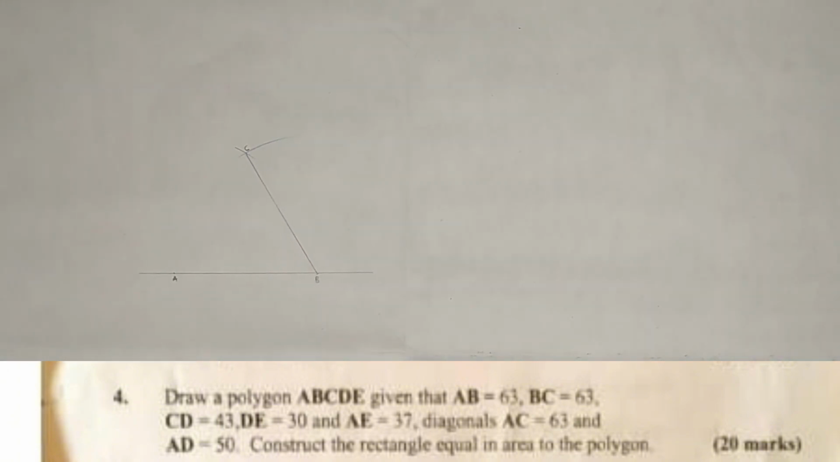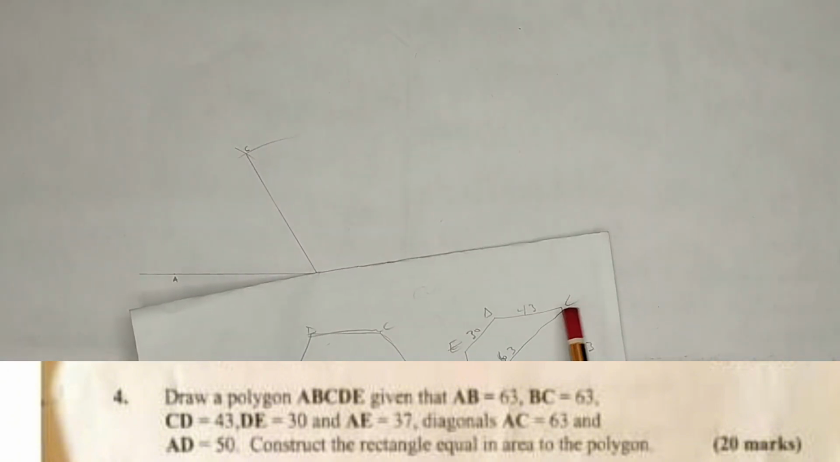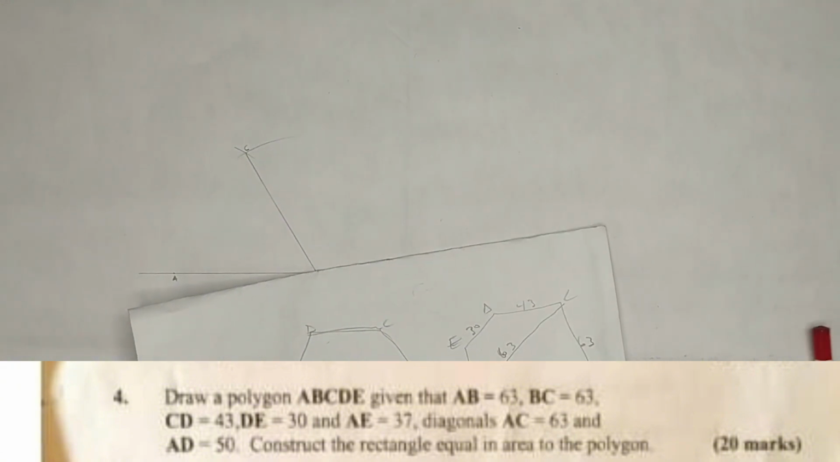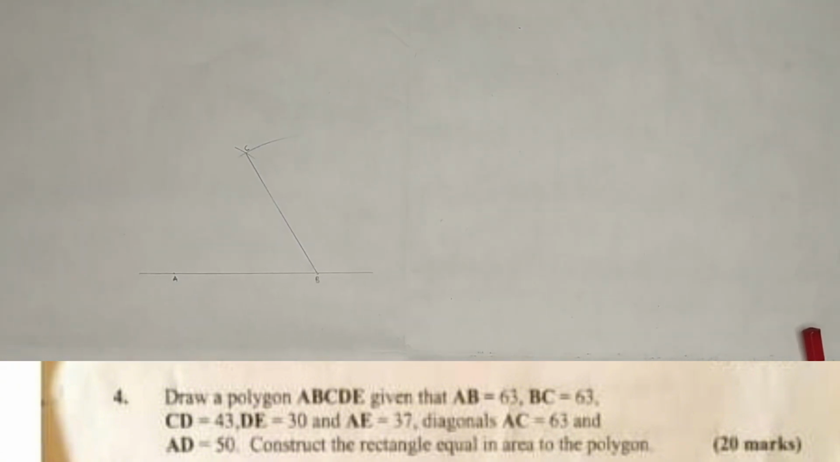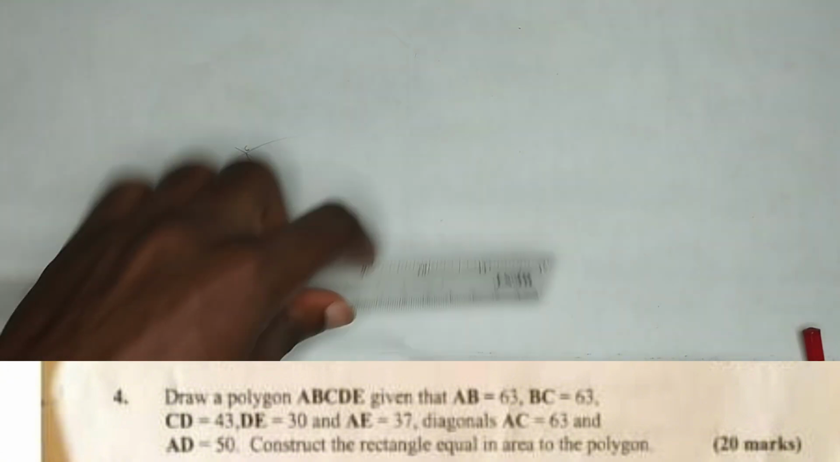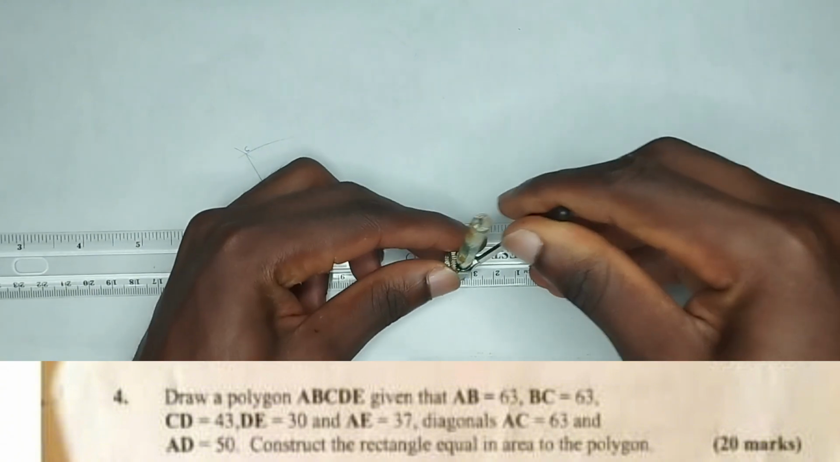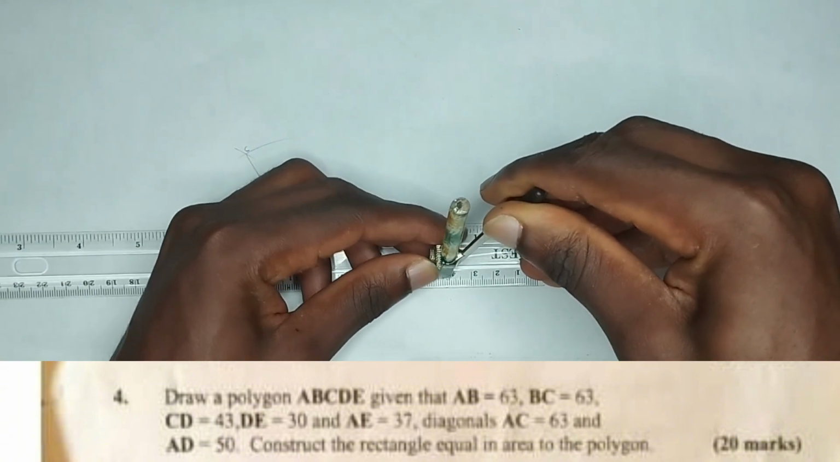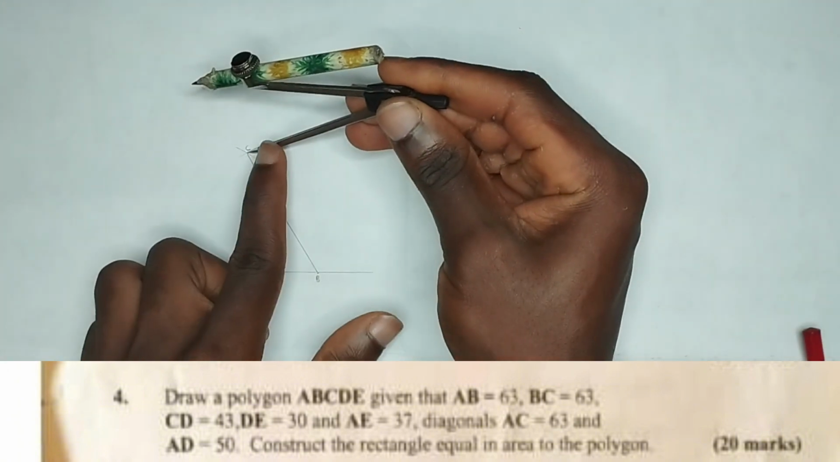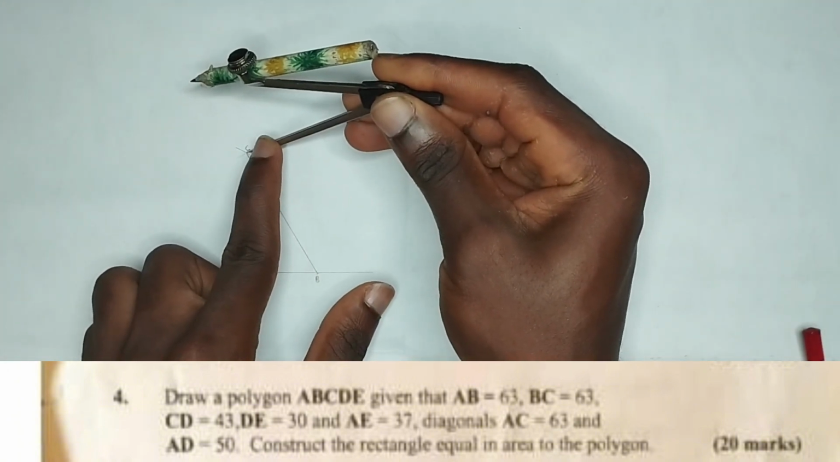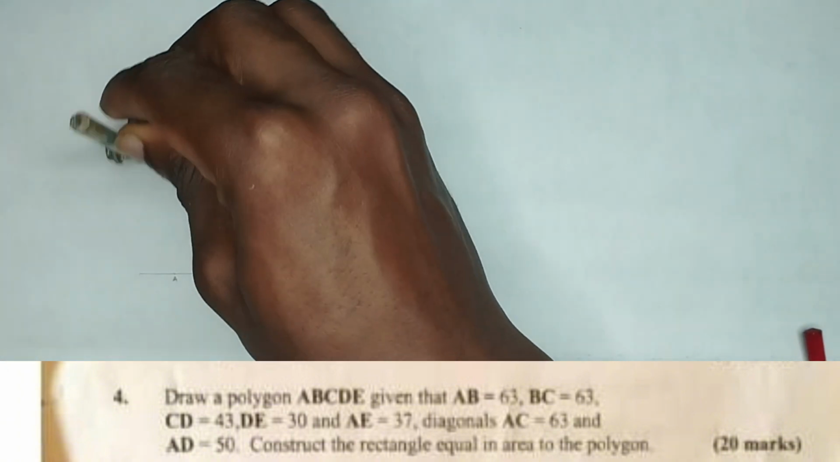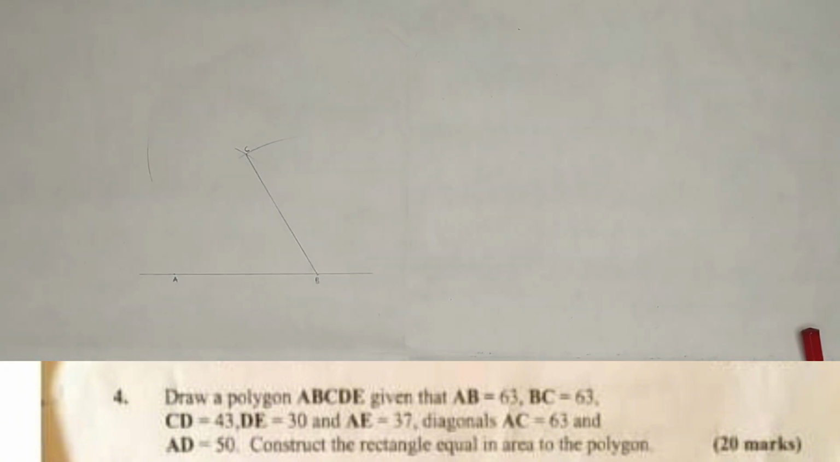So now what's the next thing? We have been told that CD is 43. So from point C, I'm going to mark 43 millimeters on my compass. It's going to go like this from point C. Strike this particular arc, and we have been told that AD is what?